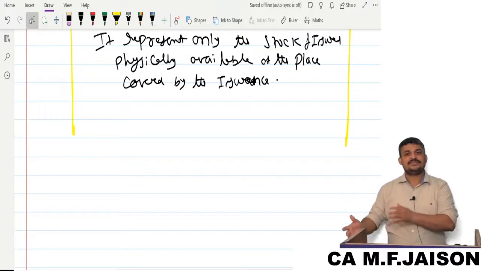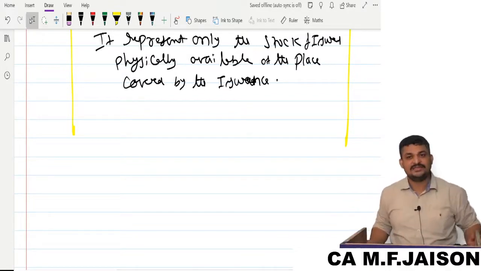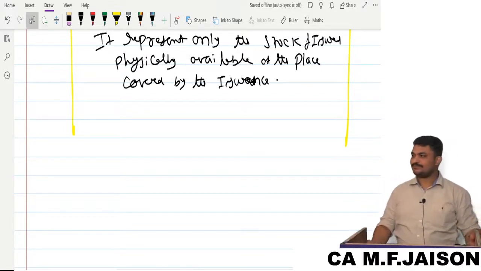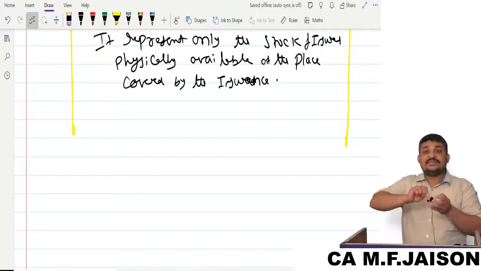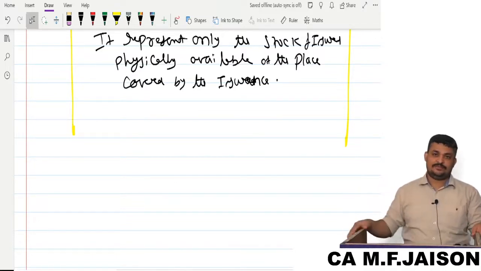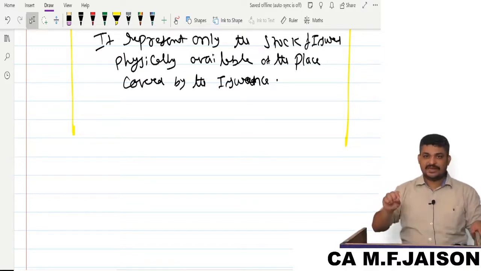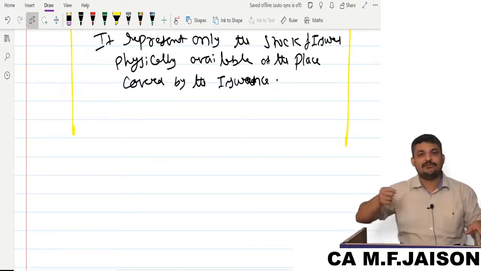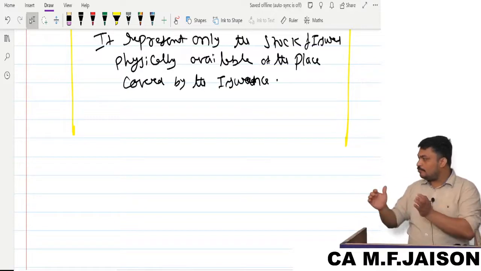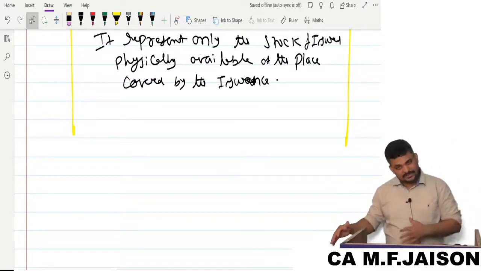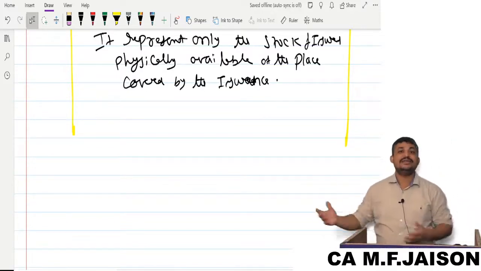So similarly, let us now take up the sales. As far as sales is concerned, what happened is that I created a sales invoice to a customer, which means I have accounted sales. I have created a sales invoice, meaning I have accounted sales. But the goods are yet to be delivered. Goods are still there in my place only.